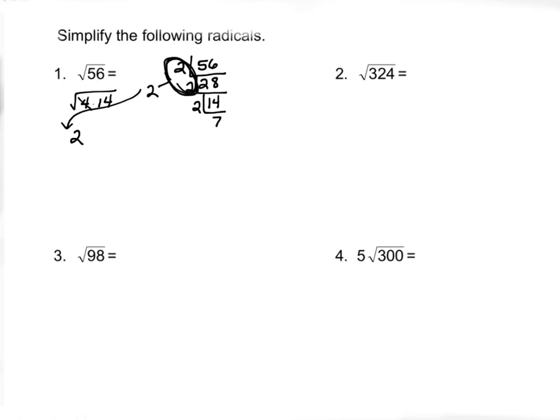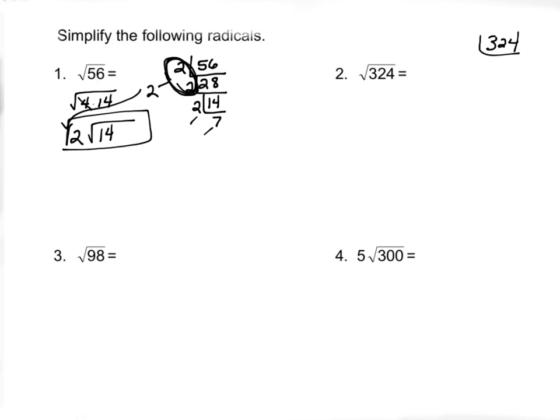And then the numbers that you couldn't put in a group of 2 stay under the radical, and that would be 14. And so this would be simplified to 2 times the square root of 14. And that would be your final answer for simplifying under the radical. For number 2, again, we'll do a prime factorization on the 324.